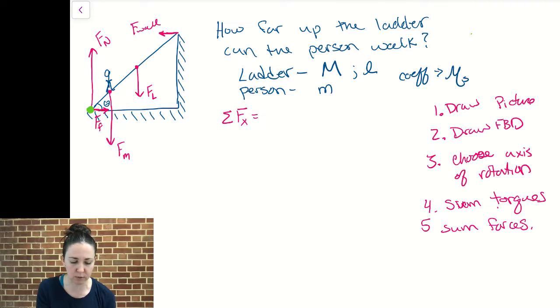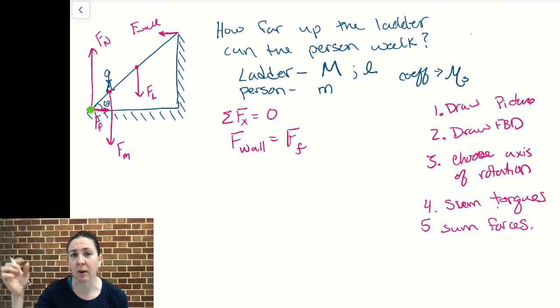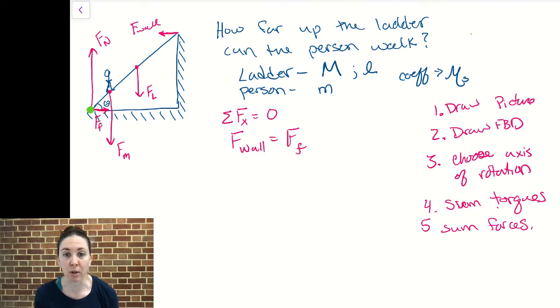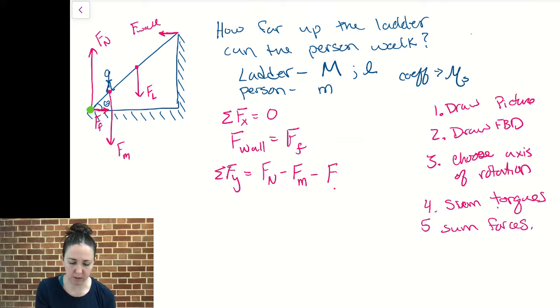So the sum of the force in the x direction is 0. That means the force of the wall equals the force of friction. So I can still use my force of friction, because now that's equal to the force of the wall. So this pick of my axis of rotation being down at the bottom isn't going to cause me to have any extra unknowns. I sum my forces in the y direction, and that gives me my normal force minus the force of gravity from the person minus the force of gravity from the ladder.